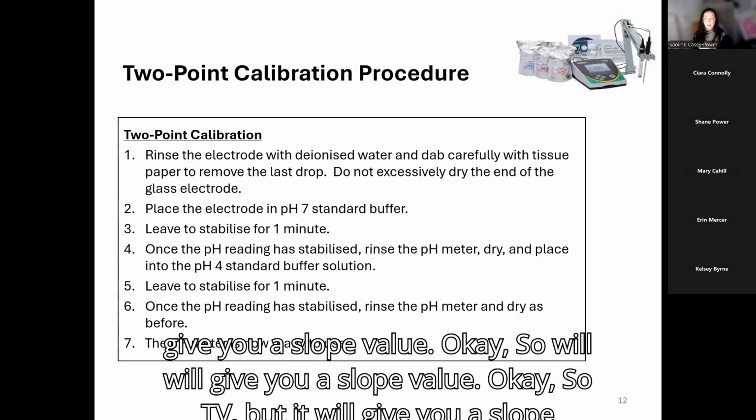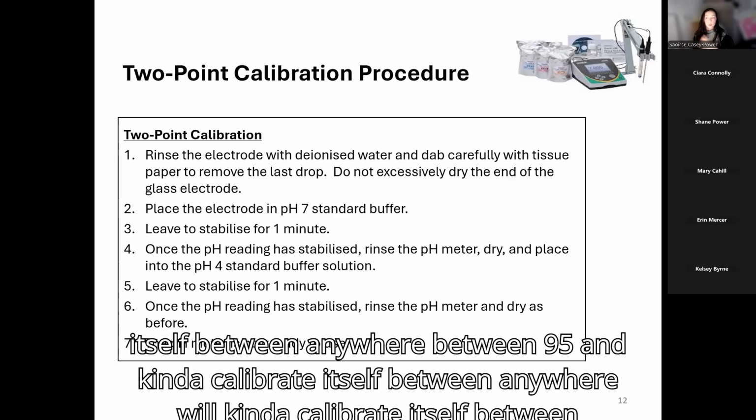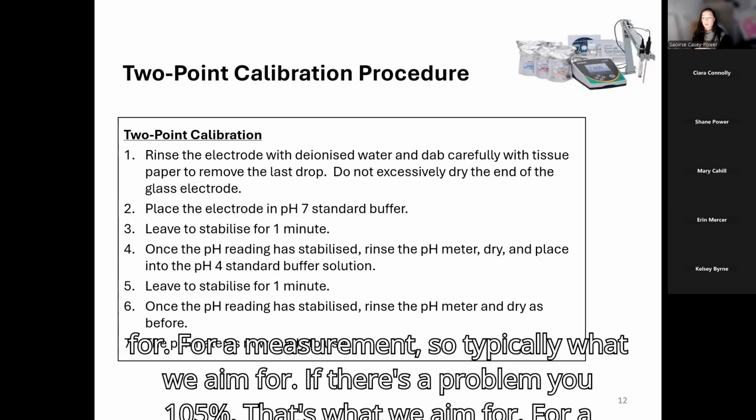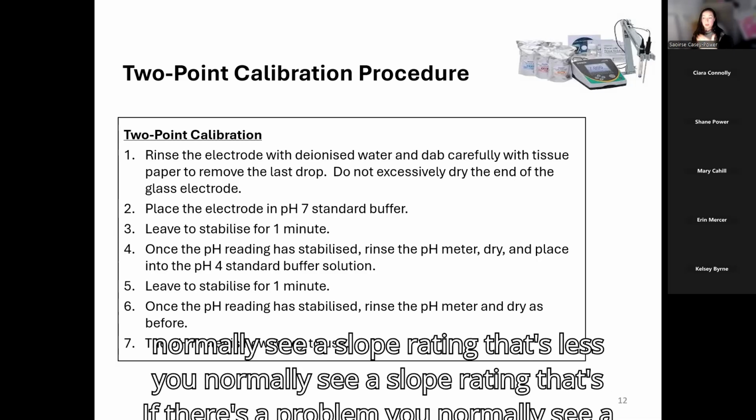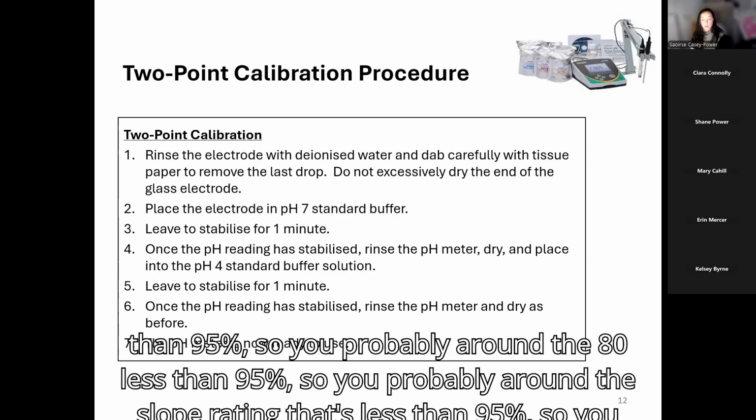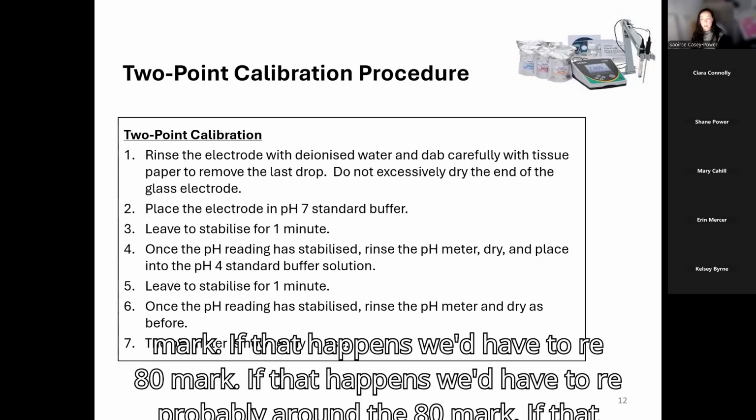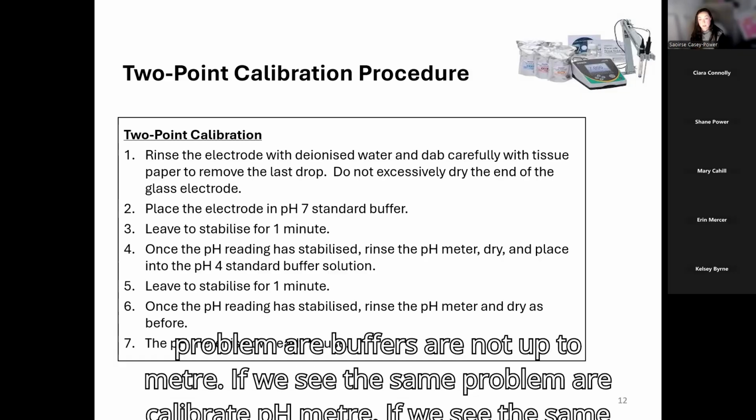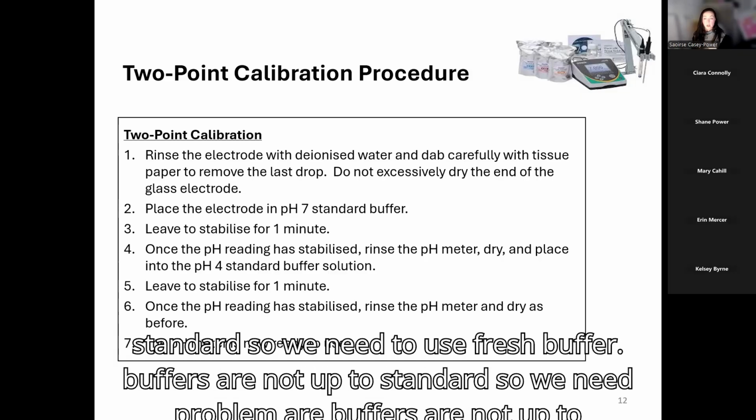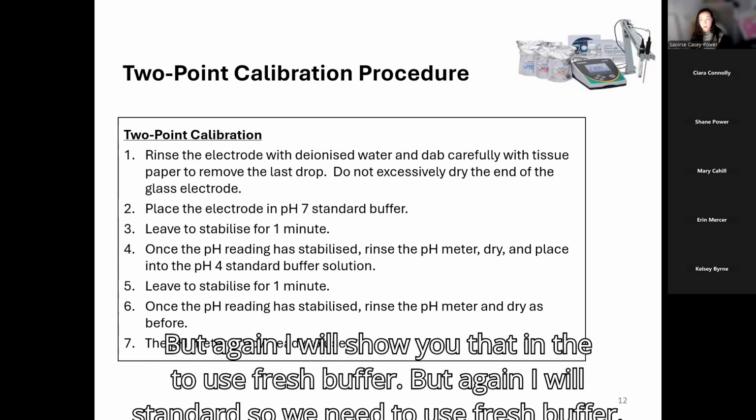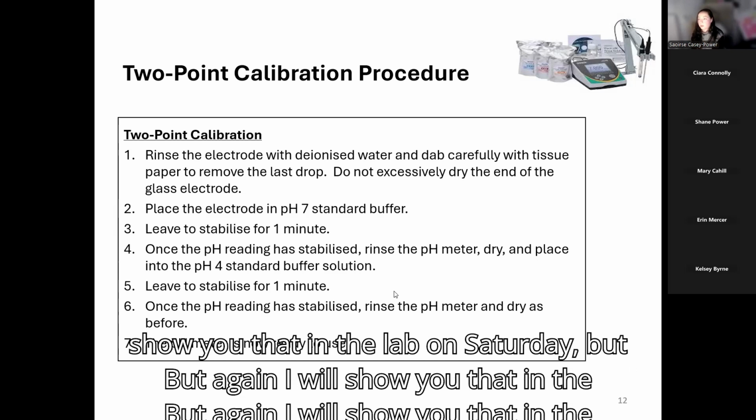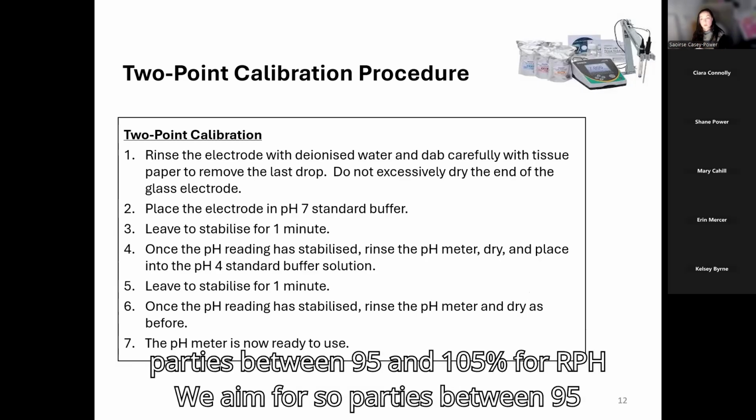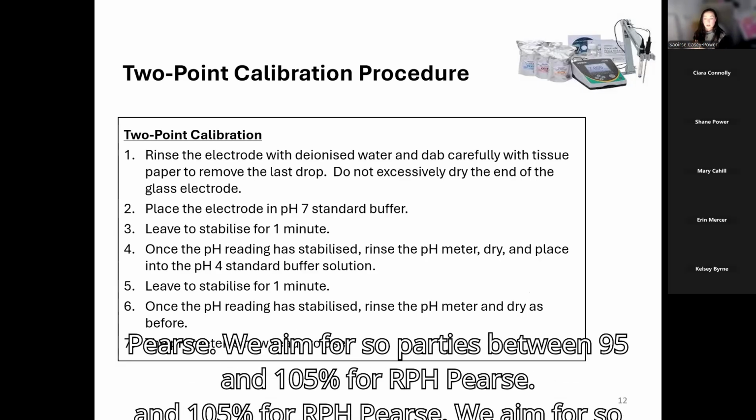Okay, so it will kind of calibrate itself anywhere between 95 and 105%. That's what we aim for. If there's a problem, you normally see a slope reading that's less than 95%, so you'd probably be around the 80 mark. If that happens, we'd have to recalibrate the pH meter. If we see the same problem, our buffers are not up to standard, so we need to use fresh buffer. But again, I will show you that in the lab on Saturday. But typically we aim for slope values between 95 and 105% for our pH meters.